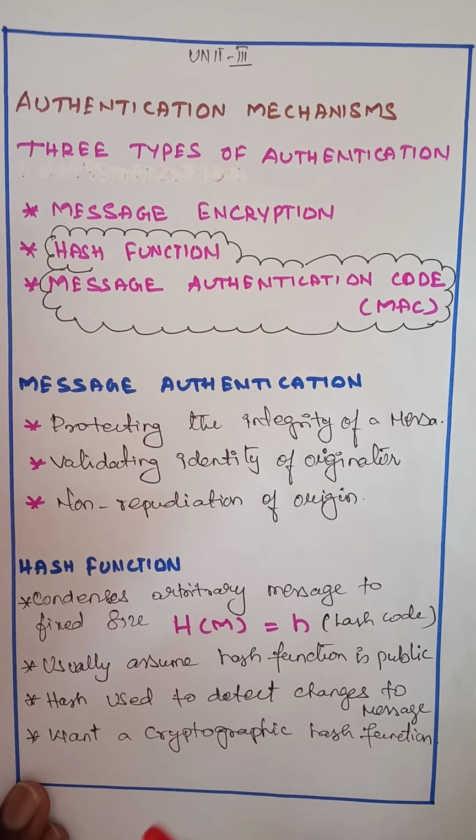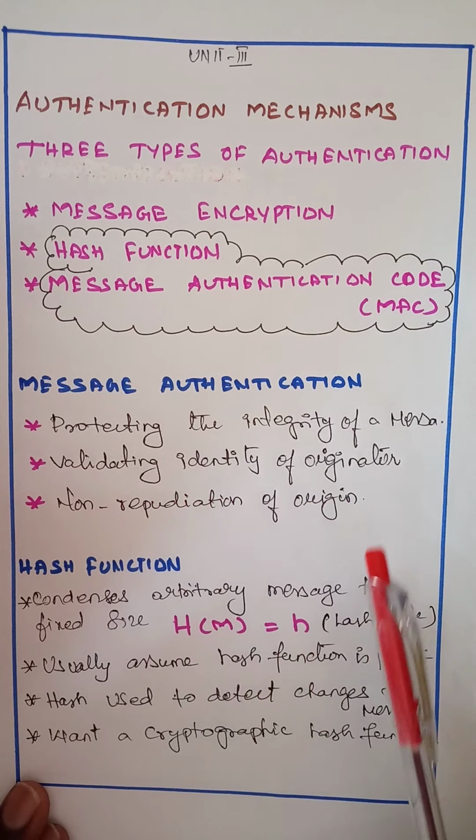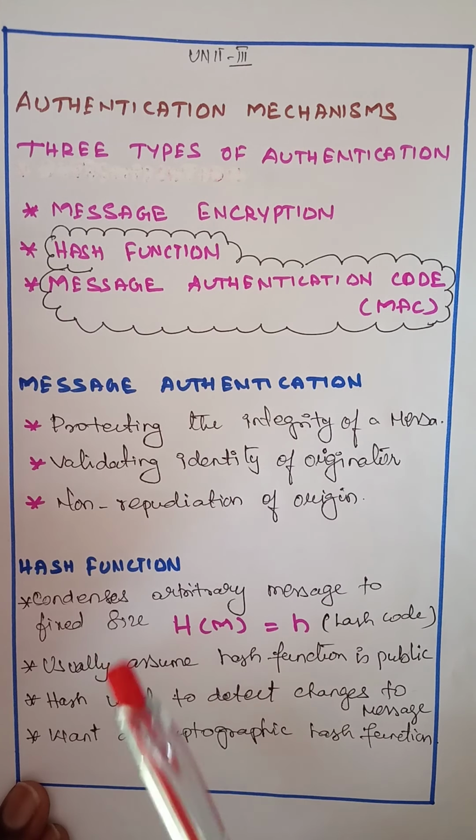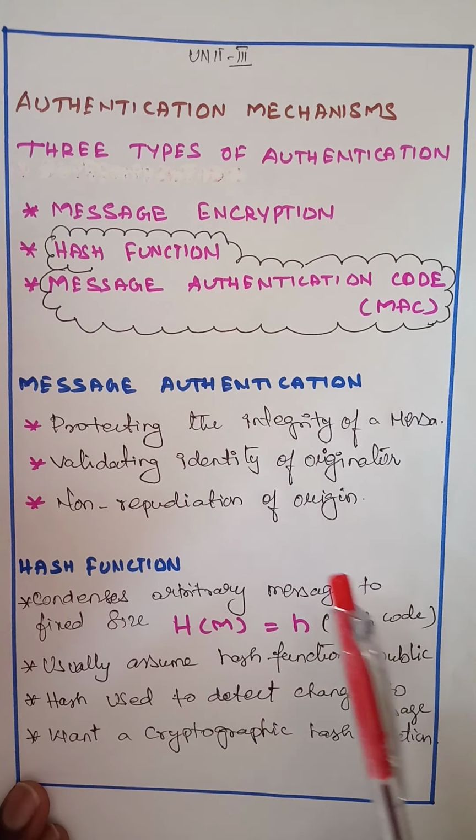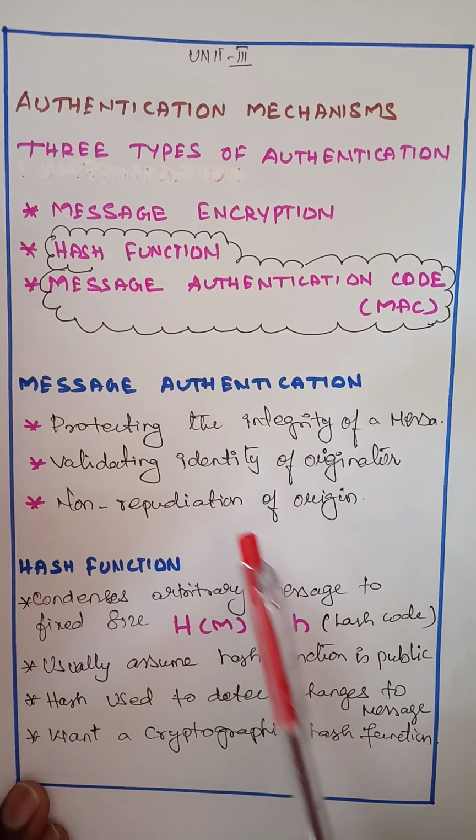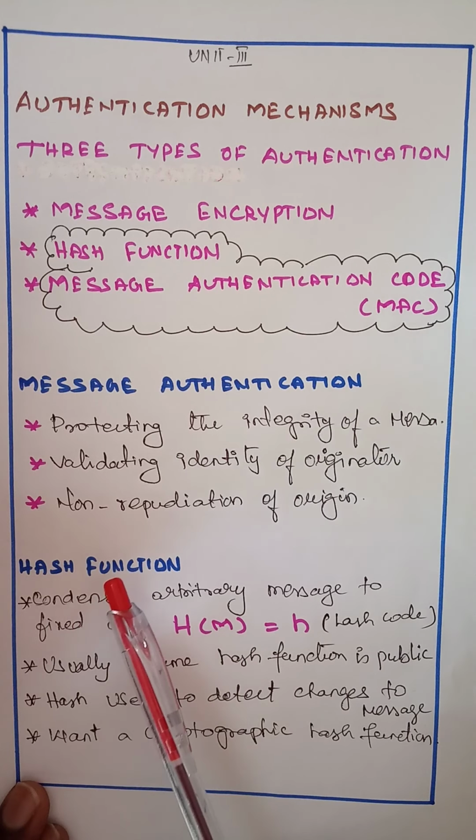Before that, we should know what message authentication is. It protects the integrity of the message, it validates the identity of the originator, and it provides non-repudiation of origin. Basically, it verifies the integrity of the message by assuring that the data received are exactly as sent, which means it gives a guarantee that the message is received by the proper receiver and sent by the proper sender.